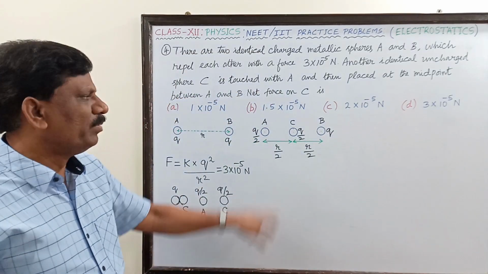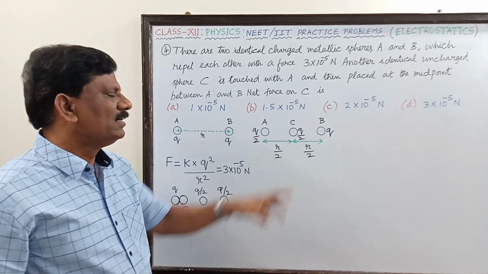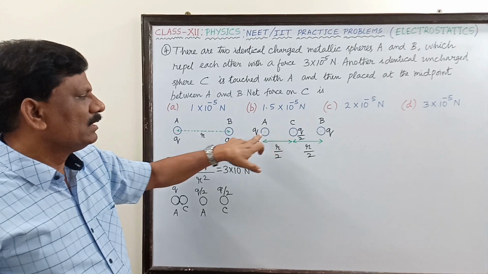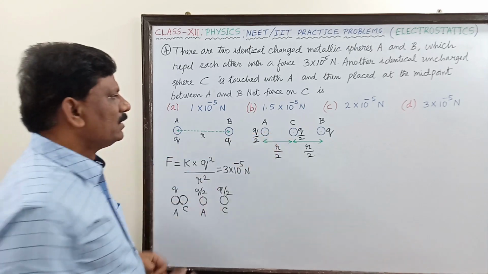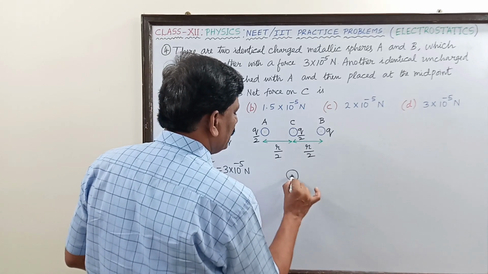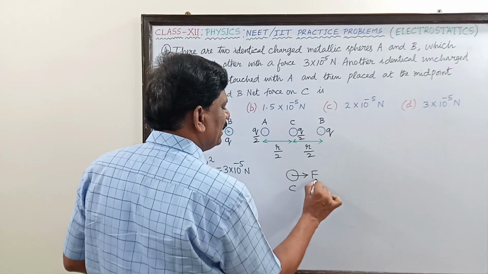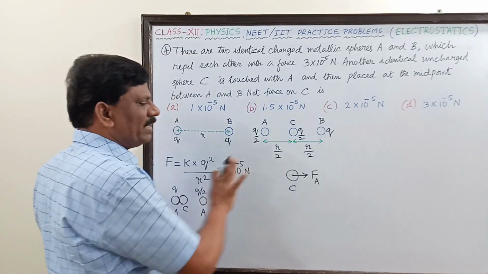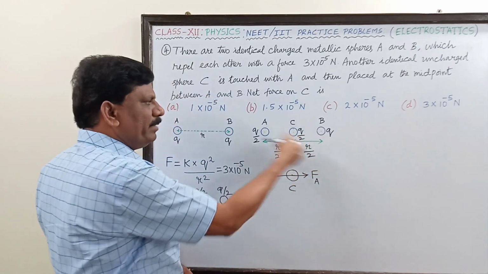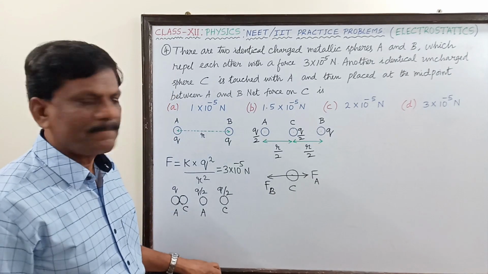Now you see how many forces are acting on this sphere C. There are two forces. One is due to the sphere B, the other one is due to the sphere A. One force is FA, because it is repelled by A towards B. At the same time, it is also repelled by B towards A. So there are two forces, FB and FA.